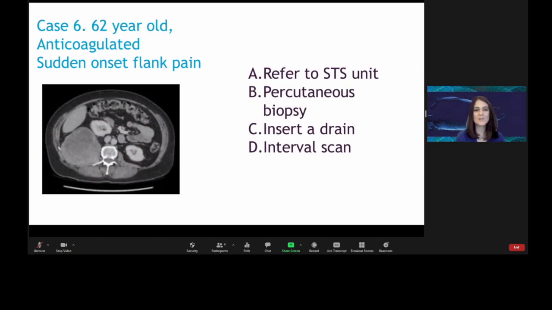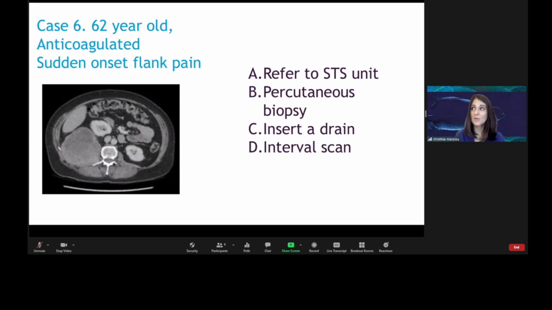Okay, we're doing okay. So next case is a 62-year-old anticoagulated with a sudden onset of flank pain. This is a really tricky case. And I don't think there's an absolute answer, but I'd be really interested to see what you would do next. Would you refer to a sarcoma unit, do a percutaneous biopsy, insert a drain, or do an interval scan? Answer now, and then we'll move on, and I will show you what happened next to the patient. No answers through yet.